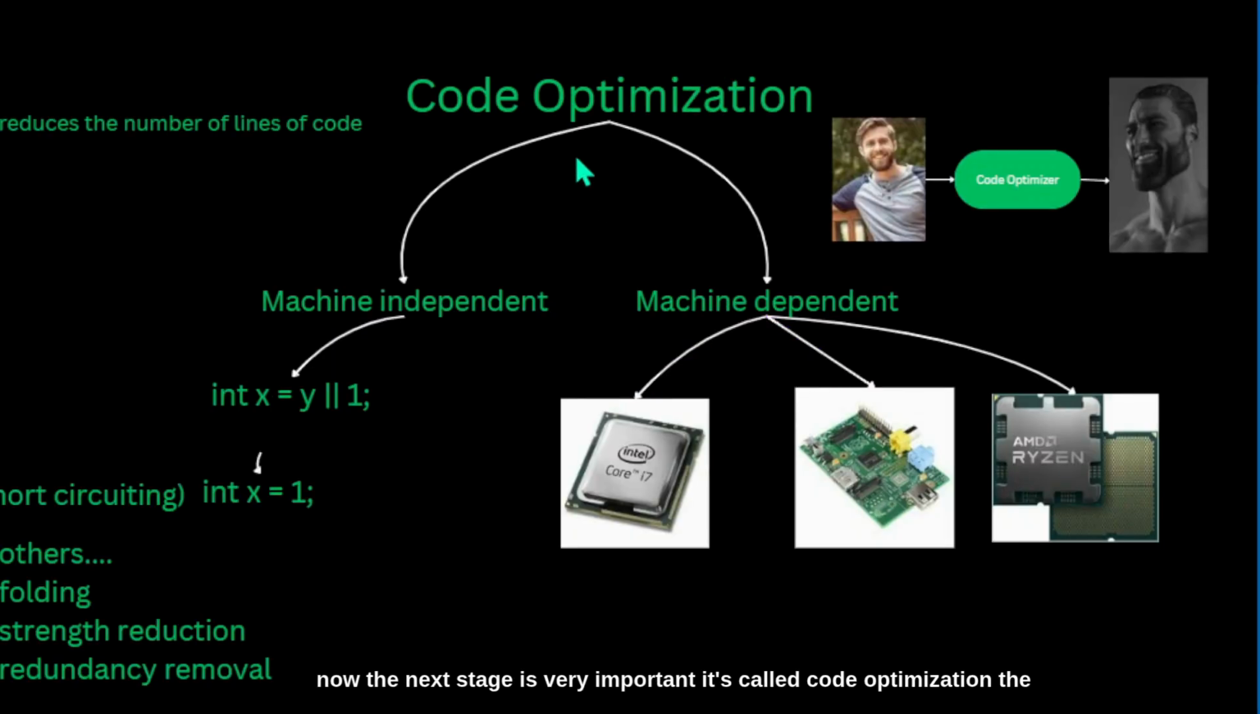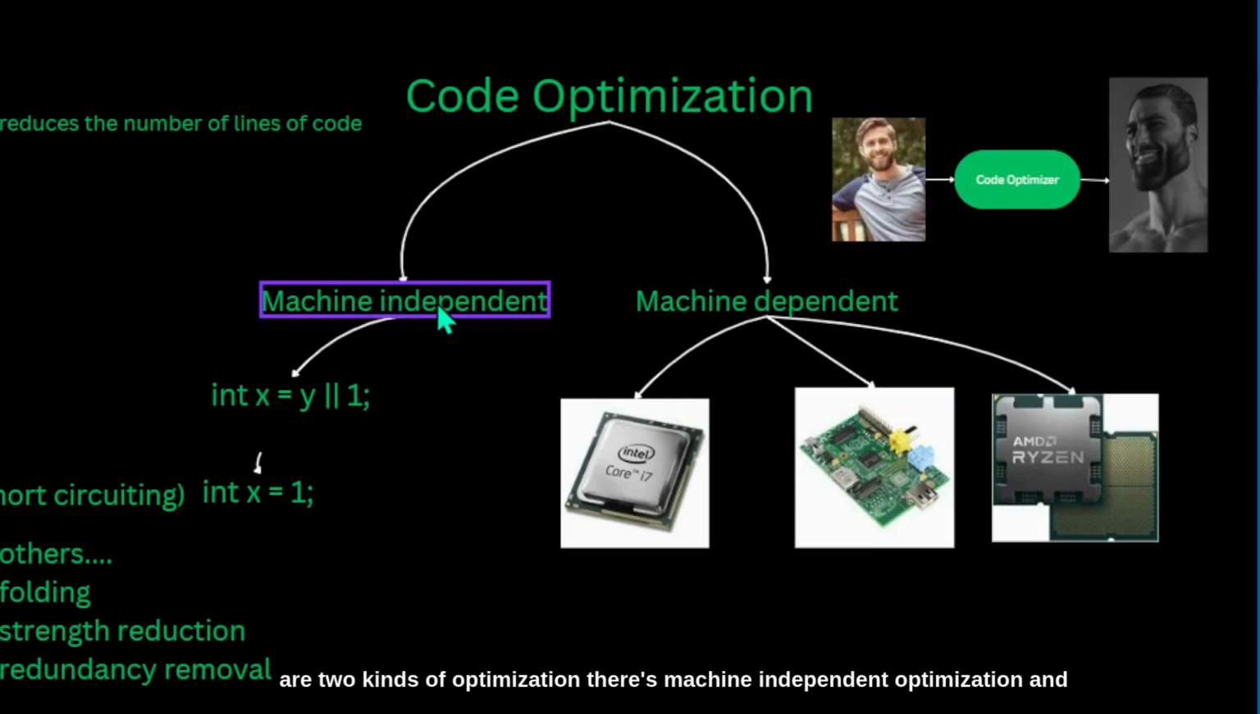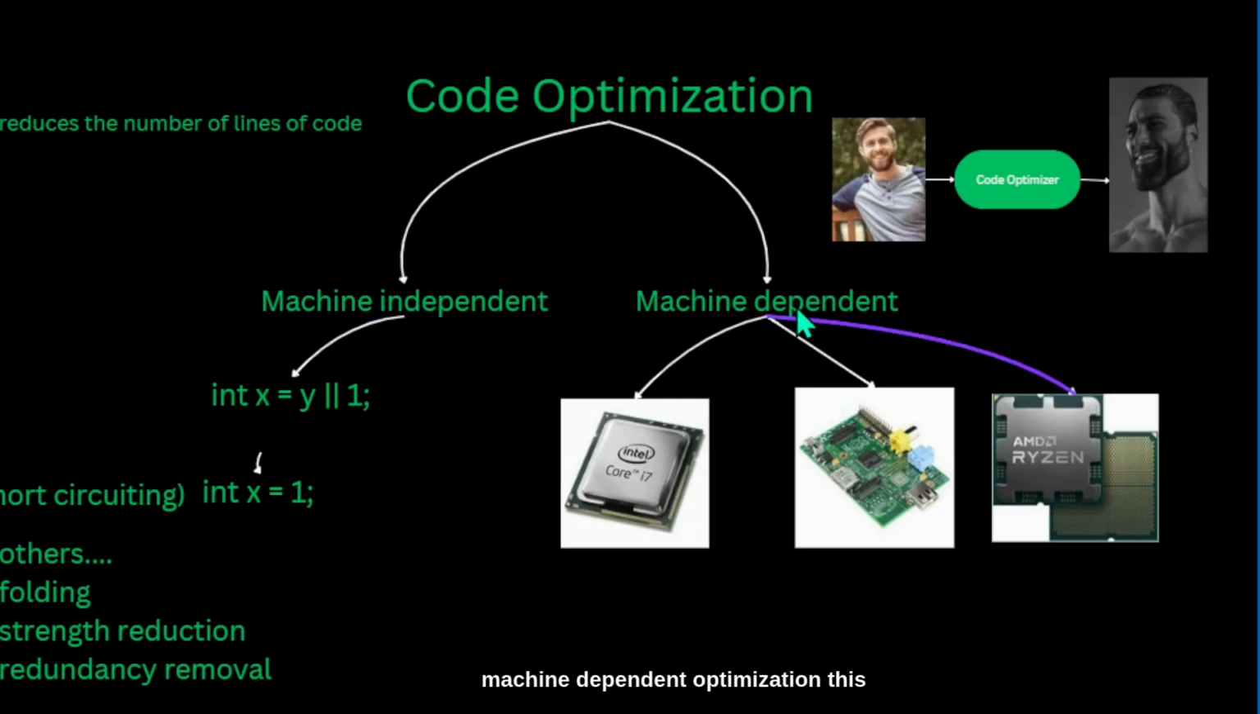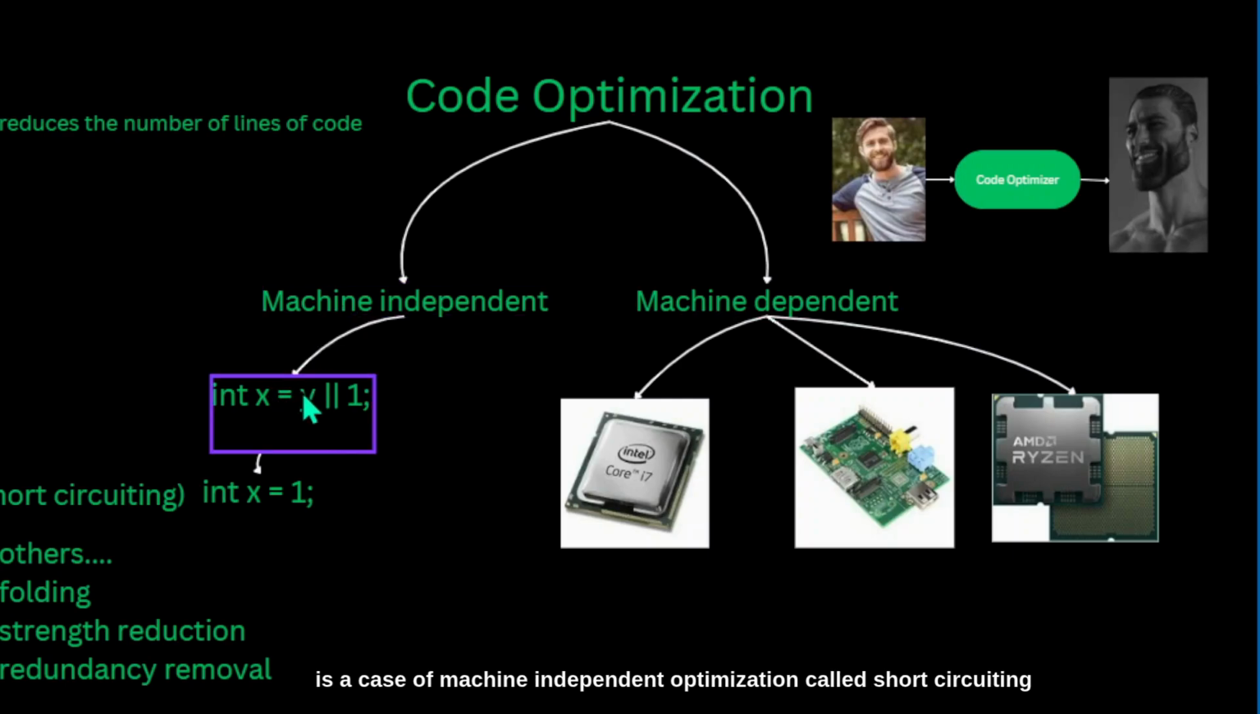Okay, now the next stage is very important. It's called code optimization. The entire goal of this stage is to reduce the number of instructions in the code without changing the output which is generated. There are two kinds of optimization. There's machine independent optimization and machine dependent optimization. This is a case of machine independent optimization called short circuiting.